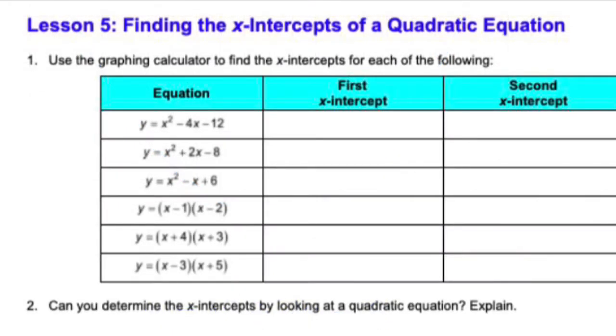So what I want you to do is go back to lesson number 5, and I want you to find or enter the answers for the last 3 equations in that table. All 3 of those equations are in factored form, so I think you can find the answers for the x-intercepts for those.